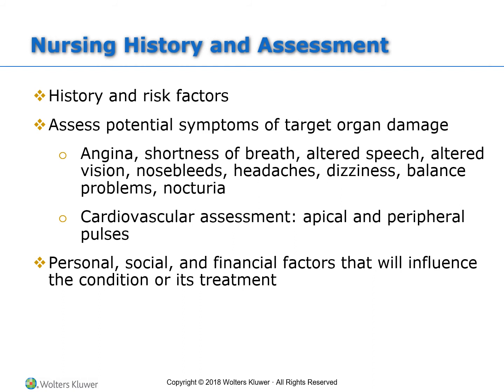As far as what you can do as a nurse in your assessment, get a history, do a physical, assess for risk factors, assess for any current signs and symptoms or any history of signs and symptoms, do peripheral pulse checks, do an apical pulse check. You can do an apical radial check to see if they're consistent.